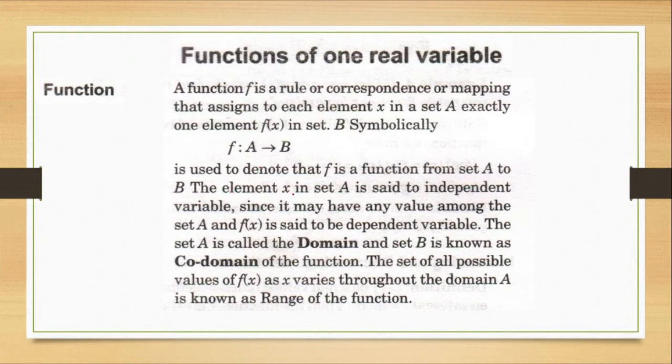The element x in set A is said to be the independent variable since it may have any value among the set A, and f of x is said to be the dependent variable. The set A is called the domain and set B is called the codomain of the function. So the set of all possible values of f of x as x varies throughout the domain A is known as the range of the function.